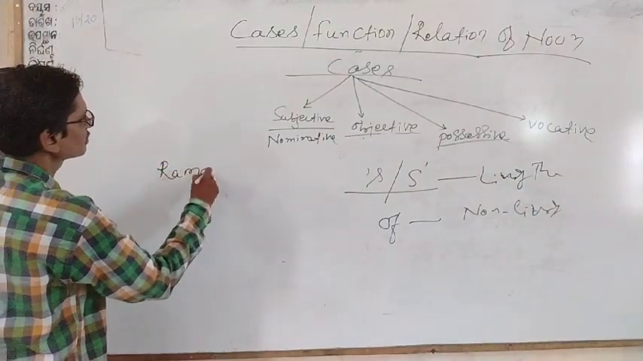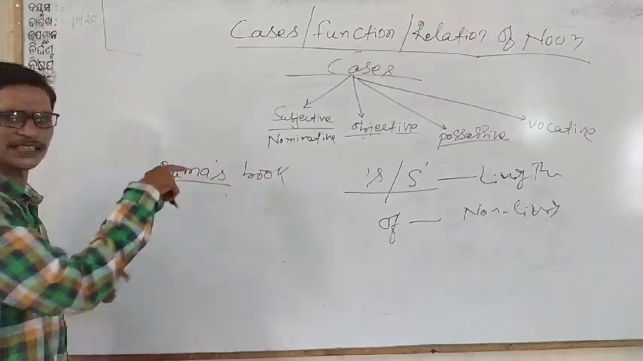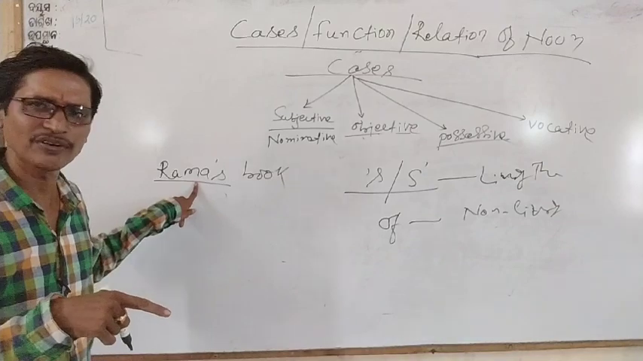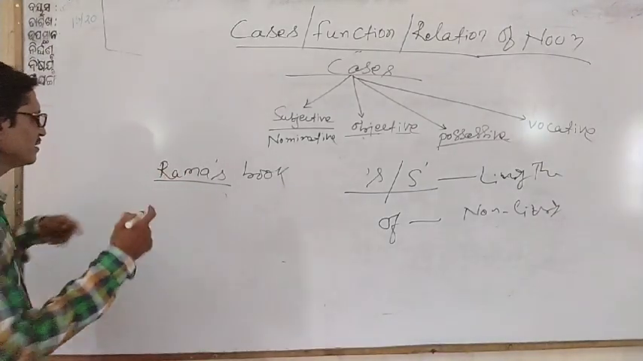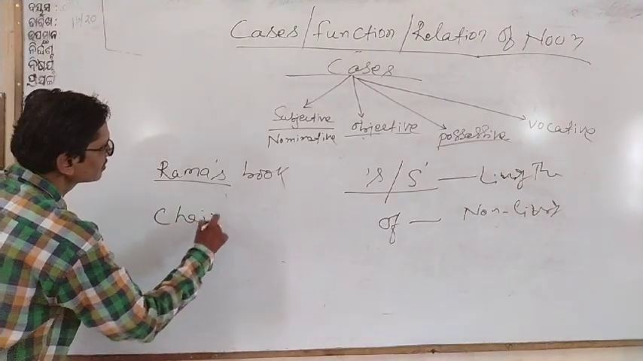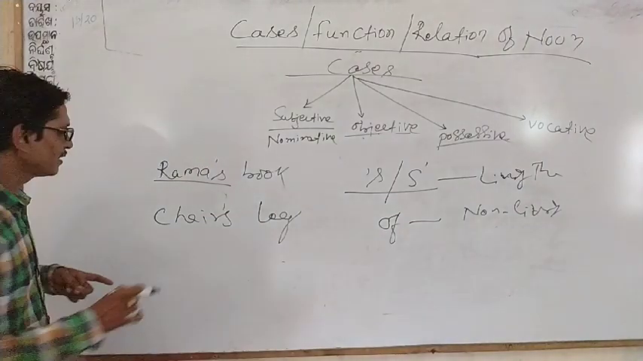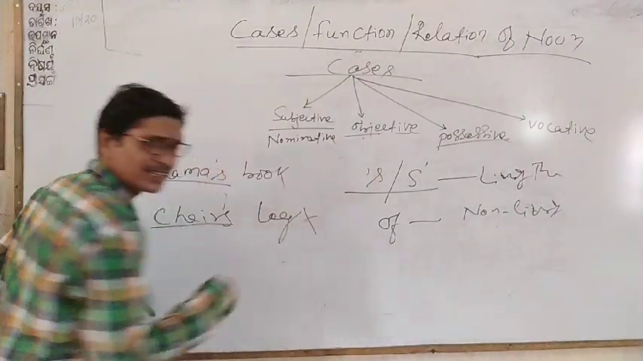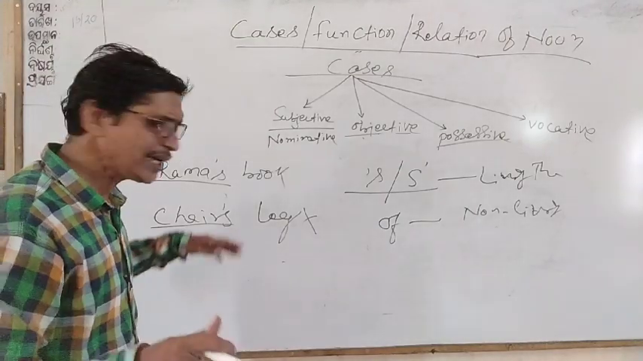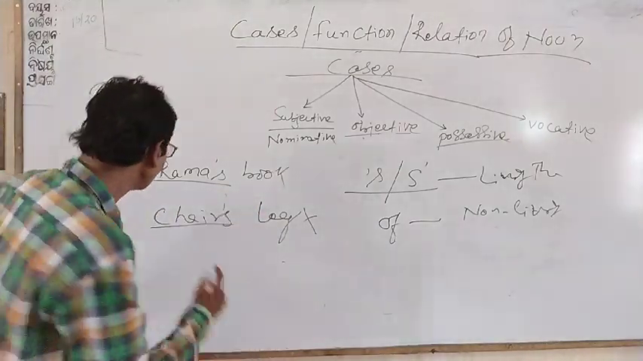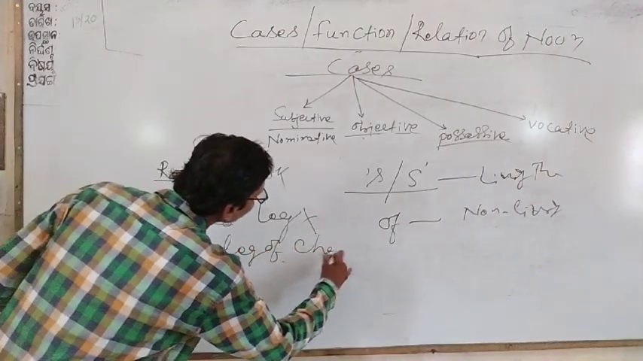Example I am giving you: Ramesh's book. Here we have made a possessive case with Ramesh because Ramesh is a living thing. We cannot write chair's leg, because here chair is not a living thing. We can write it using the leg of the chair.